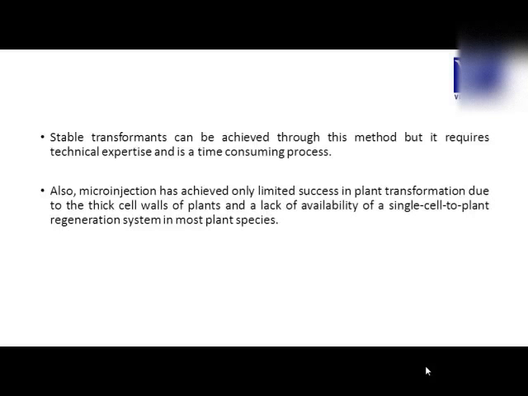We have already discussed that there are two types of transformations, or you can say that there are two types of expressions: stable expressions and transient expressions. And those plants or those cells which express the stable gene expression are known as stable transformants. Stable transformants are those which express the gene of interest for a long period of time.